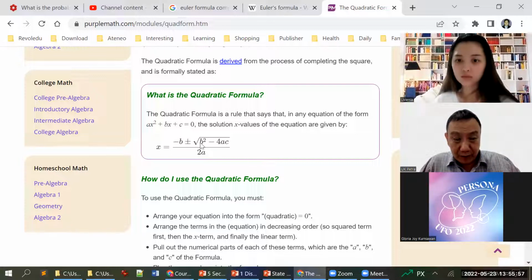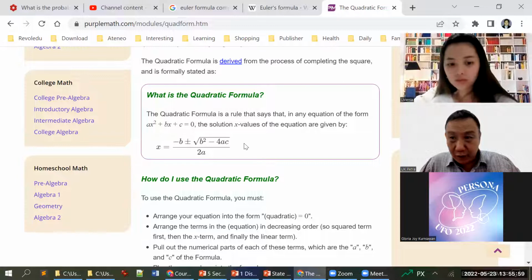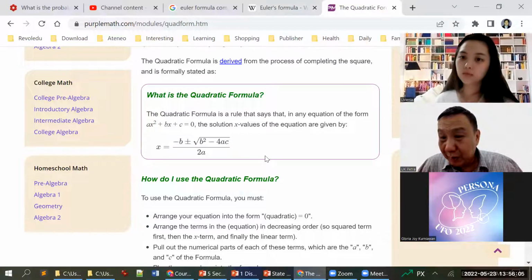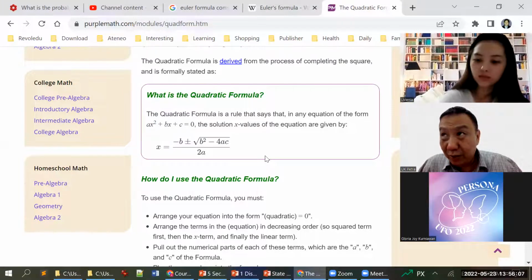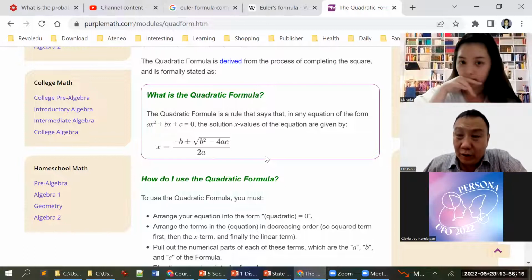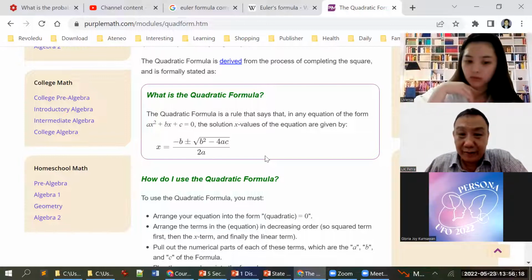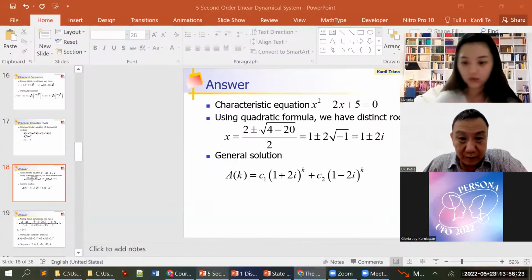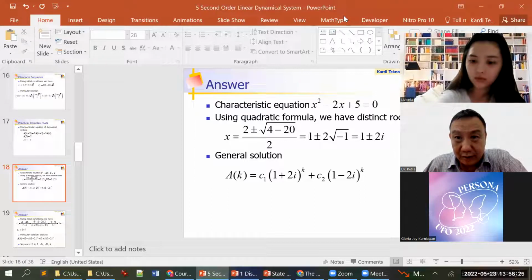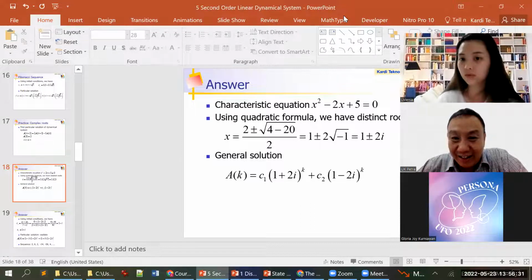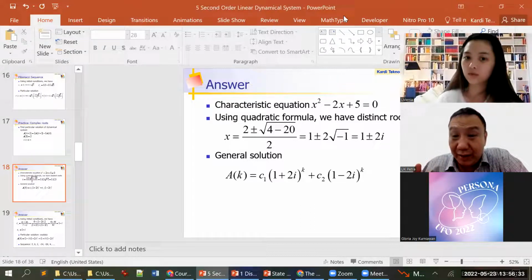The problem is only that the one inside the square root is now negative. But you know the square root of negative 1 is equal to i. So in that case you can solve it. Do you know complex numbers?